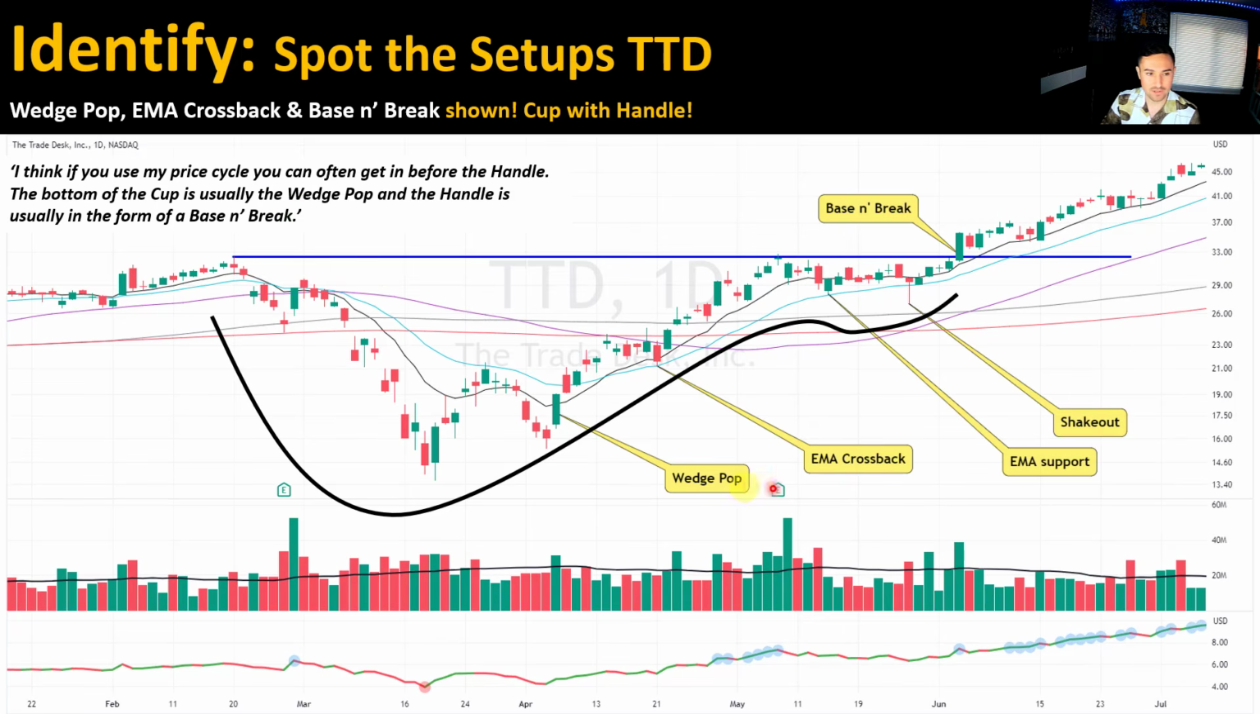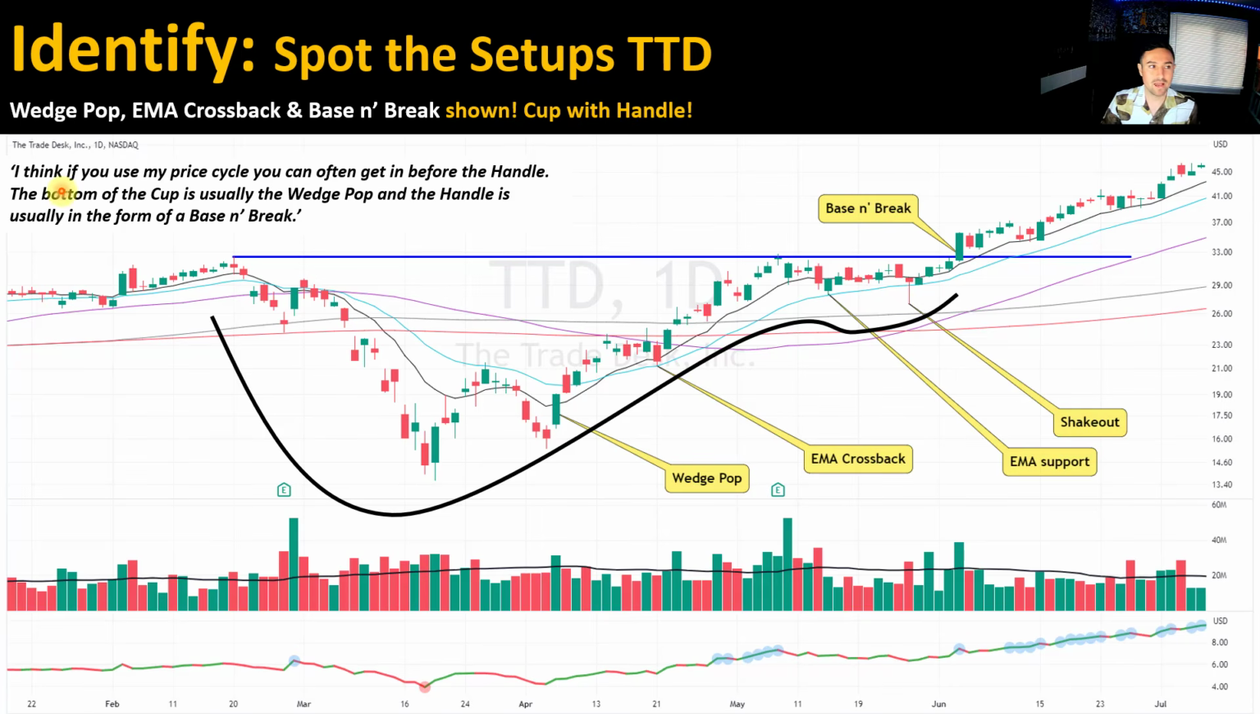There you go. So here we have the wedge pop, reclaims the 10 EMA here. It's a very bullish bar. Ideally it would have got above the 21 EMA as well, but certainly in here this is your wedge pop. Then you have your EMA crossback, which is the first retest of pretty much the 10 and 21 EMAs after the wedge pop, and then the traditional base and break comes here within the context of the handle. And here you have your EMA support, you have your shakeout before the base and break. These shakeout gap down reversal bars are really good to see.